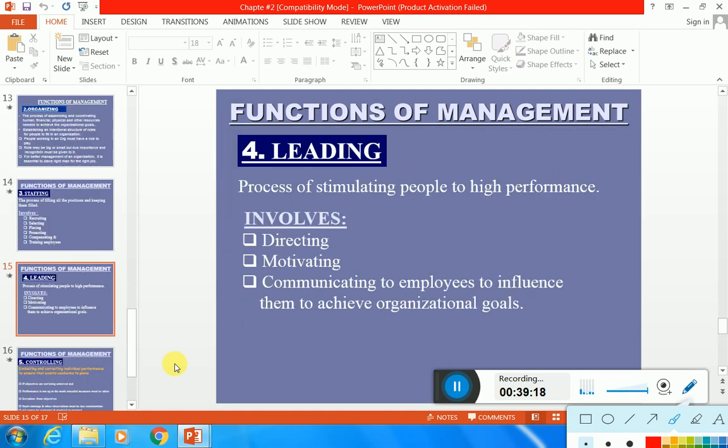The last is leading, the process of stimulating people to high performance. Leading is the process where the manager, the leader, provides direction to the people on how to move or how to attain the goals. Simply stated, that process is known as the leading process, where leaders are responsible to direct, to motivate, and to communicate to the people regarding the achievement of organization goals.